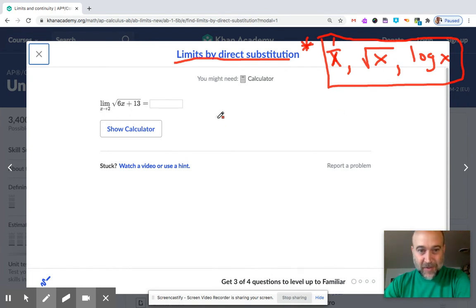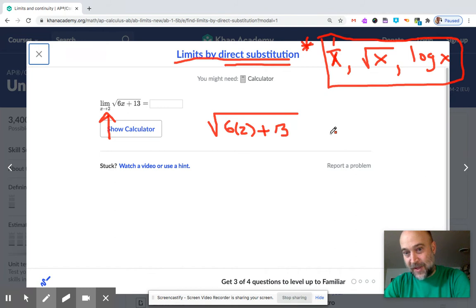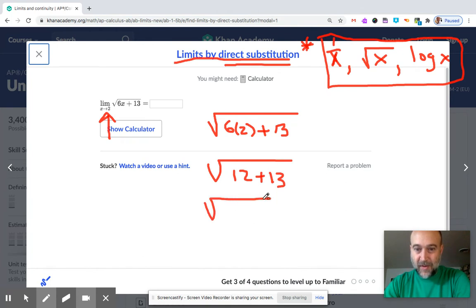All right, so just plug in. We're doing direct substitution. Just plug in what x is equal to. X is 2 in this one, so I just plug it in. Square root of 6 times 2 plus 13. Solve using order of operations. That's 12 plus 13, which is 25. Square root of 25 is 5. Okay.